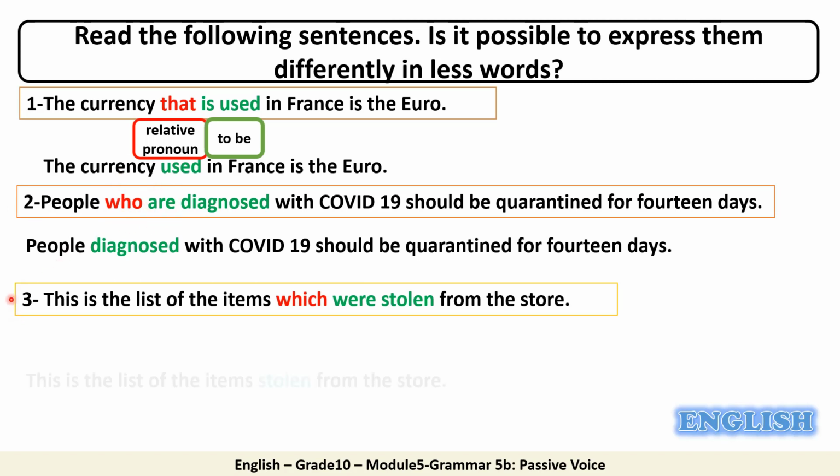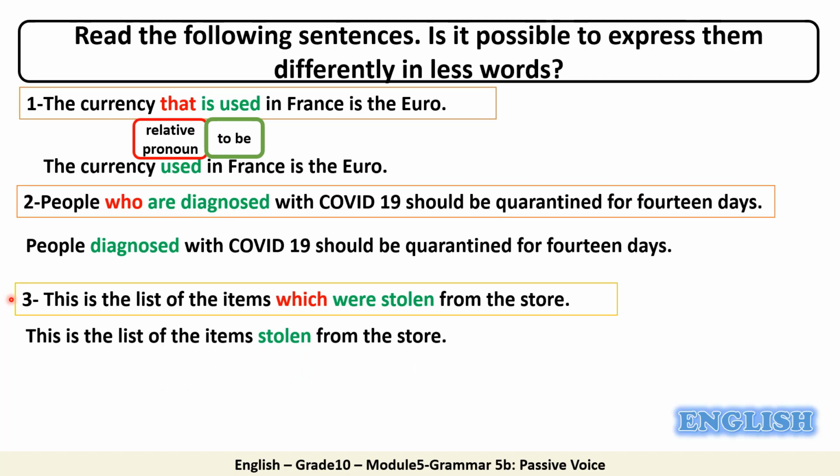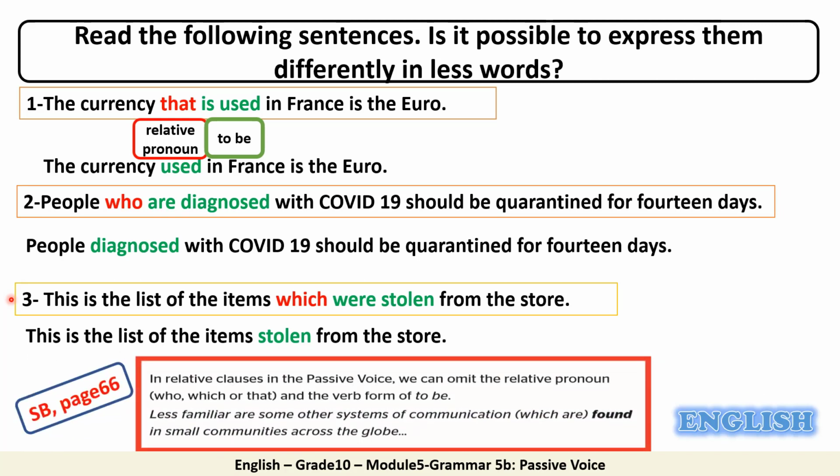And in the last example, we say, this is the list of the items stolen from the store. So notice that in relative clauses in the passive voice, we can omit the relative pronoun who or which or that and the verb form of to be.